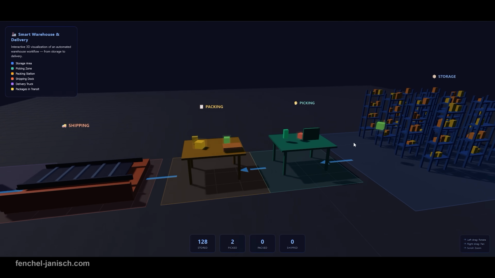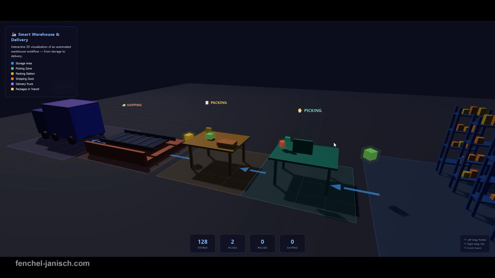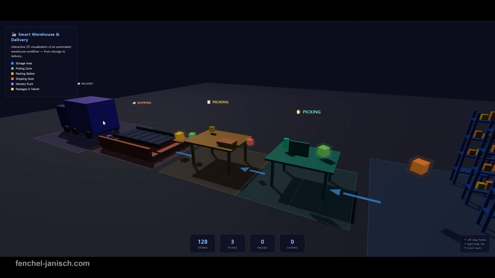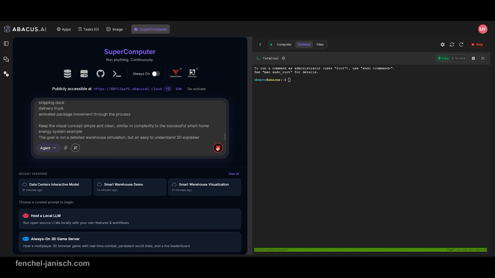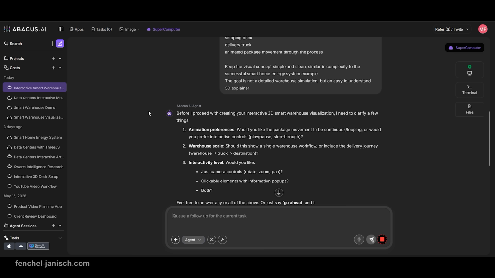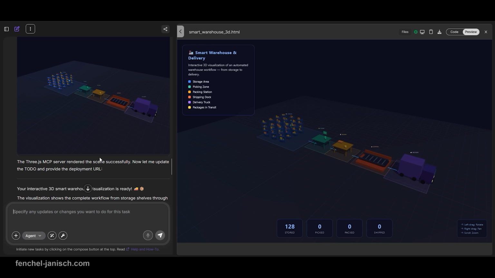The second example is a smart warehouse and delivery flow. Products are stored, picked, packed, prepared for shipping, and then handed over to delivery. When these steps are only described in text, the process can feel abstract. In a 3D scene, the same workflow becomes much more concrete.